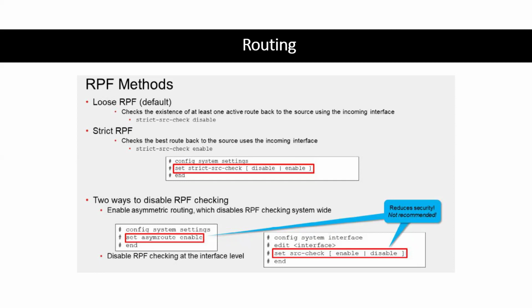Going into the interface disables it at the interface level. Enabling asymmetric routing will disable RPF system wide. We can do that, but I wouldn't recommend doing it system wide. If you have a design in mind, do it at the interface level, okay? But again, please know what you're doing whenever you do this.